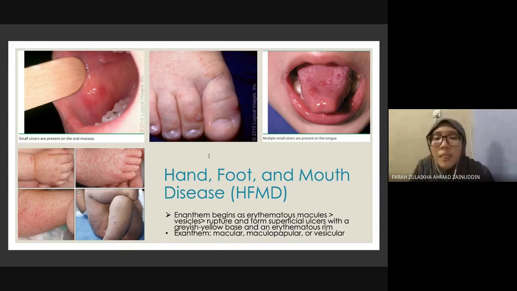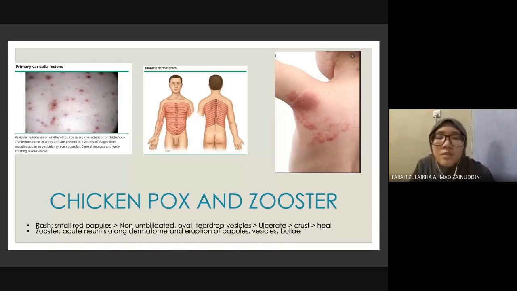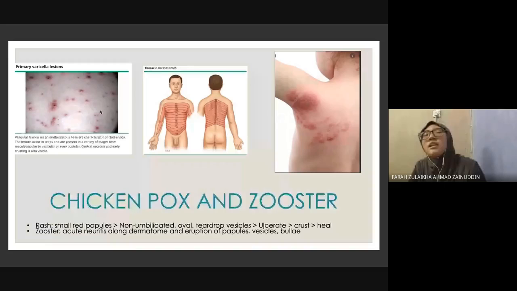Next is chickenpox and zoster. The rash for chickenpox is red, oval, teardrop vesicles, which then ulcerate, crust and heal. For zoster, however, it is located along the dermatomal area.